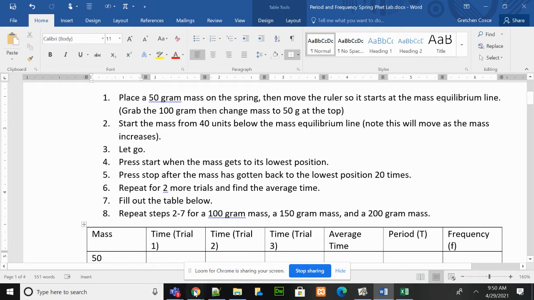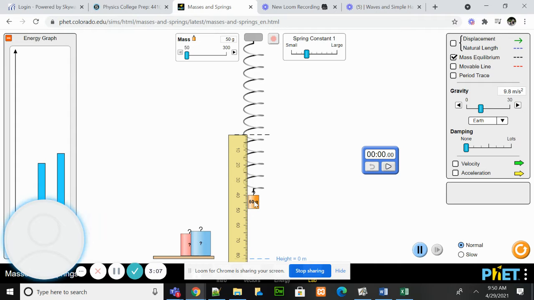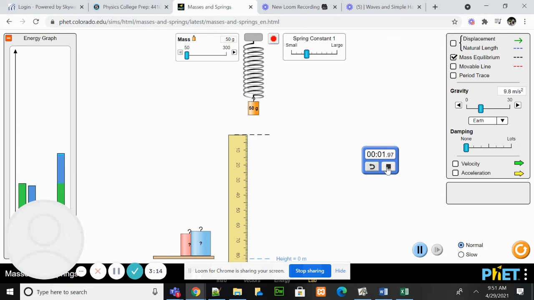All right. Move it to 40 below, and then we're going to let go. And then I'm going to start it when it gets to the bottom. So 1, 2, 3, 4, 5, 6, 7, 8, 9, 10, 11, 12, 13, 14, 15, 16, 17, 18, 19, 20. All right, I got 11.44. I'm going to stop that because it bothers me just to watch it. I'll write that down in my table.